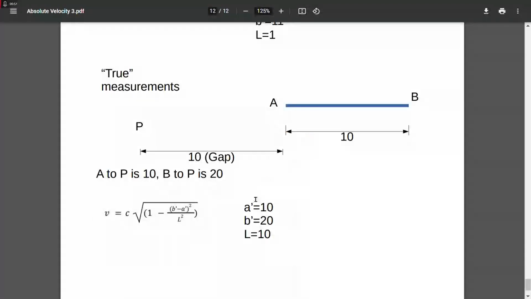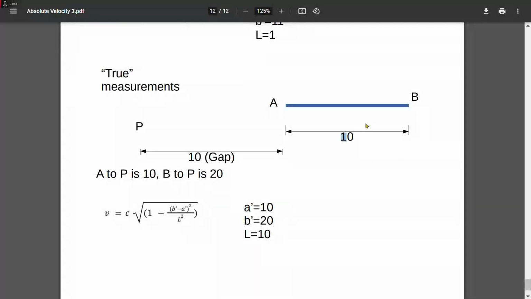B is 20, A is 10. So 20 subtracting 10 is 10. Squaring that is 100. But at the bottom, L is also 10. This L is 10. This squared is also 100. 100 over 100 is, again, 1. 1 subtracting 1 is 0. And yet again, we get a velocity of 0. A and B in this scenario are stationary.